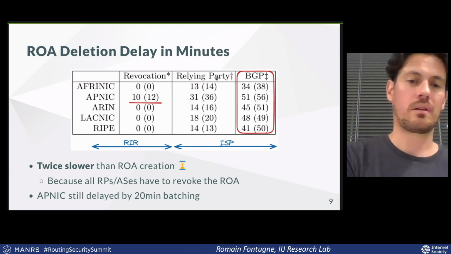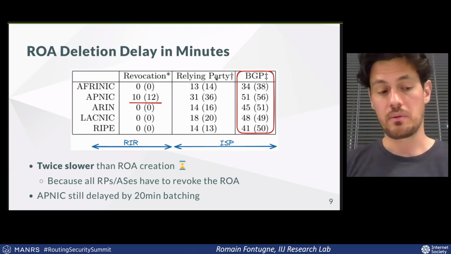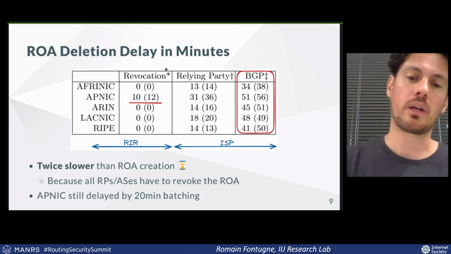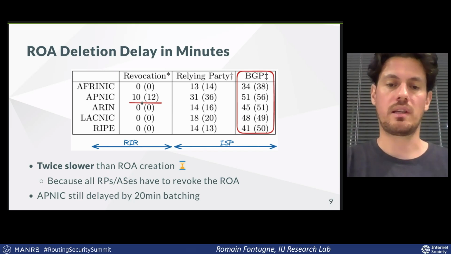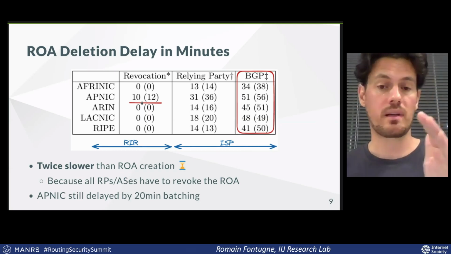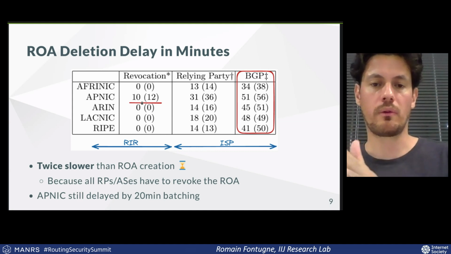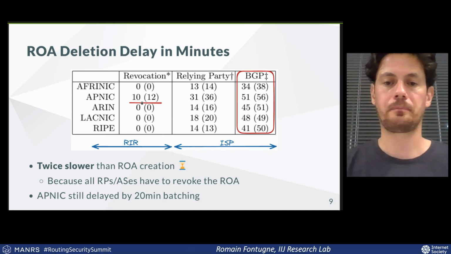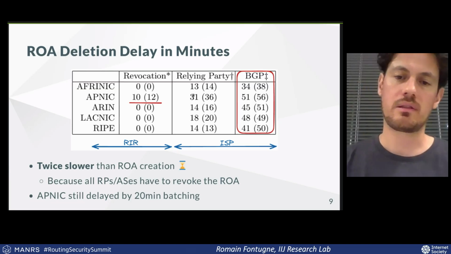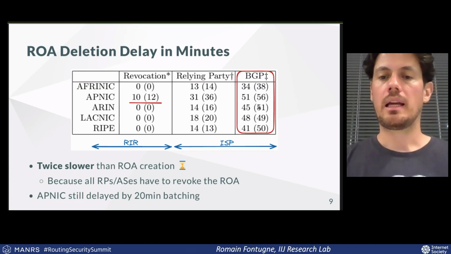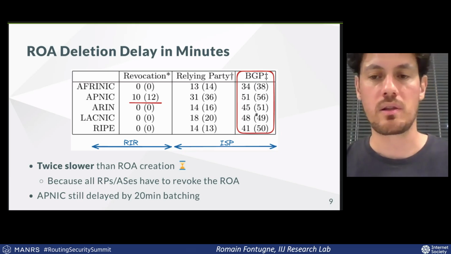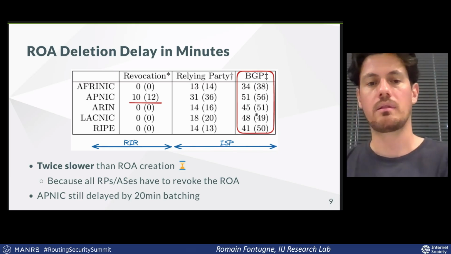This is now the summary of the delay when we delete a ROA, and the results were quite different. That was a bit surprising. For APNIC, we had the same batching happen, so we see this 10-minute delay in the revocation. Revocation is where the RIRs keep a list of ROAs that are revoked. And we can see that usually the revocation happens just when we ask them to do it. The relying parties are the same order of magnitude, about 10-15 minutes. But then we see it takes a lot of time to see the change in BGP. It's about twice as slow to see the change in BGP when we delete a ROA.